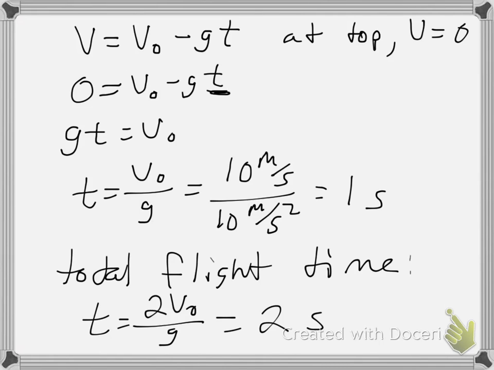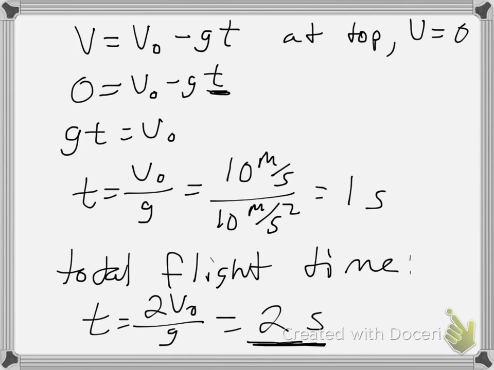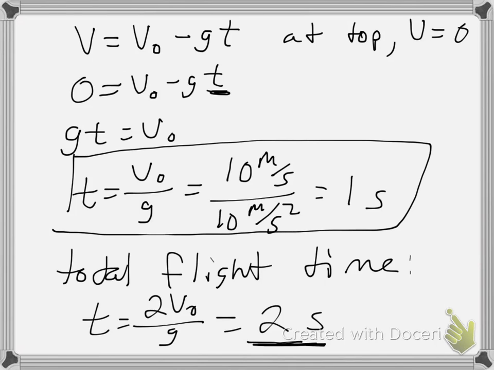Okay, so now we have the total time of flight, and we're also in a position to calculate the maximum height. We know that the maximum height occurs where the velocity is 0, and I just showed you how to calculate where that time occurs. It occurs in our case at 1 second. So if I calculate the distance that it's traveled after 1 second, that'll give me the maximum height.